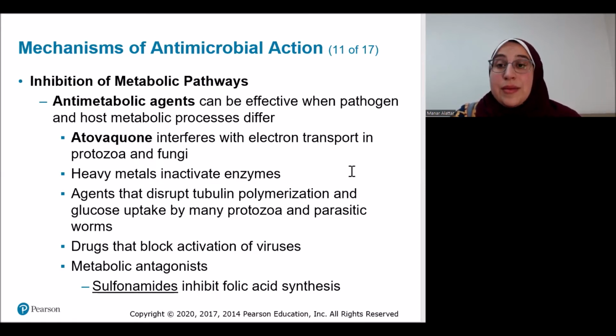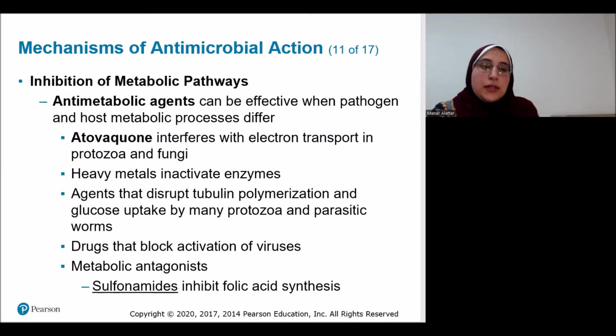For example, inhibiting electron transport chains, or deactivating enzymes, or destabilizing various proteins that are part of the cell, the cytoskeleton of the cell. So there are many ways that you can do this. We're also going to give an antiviral example here, but we're going to focus on sulfonamides.